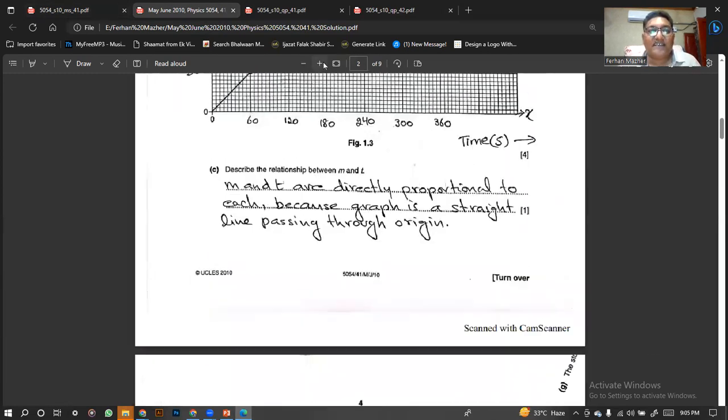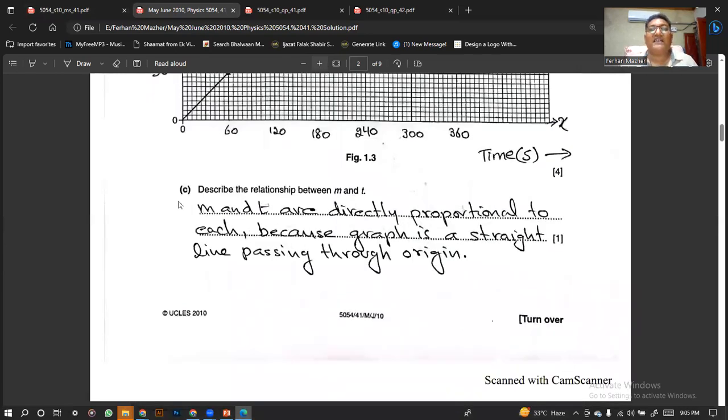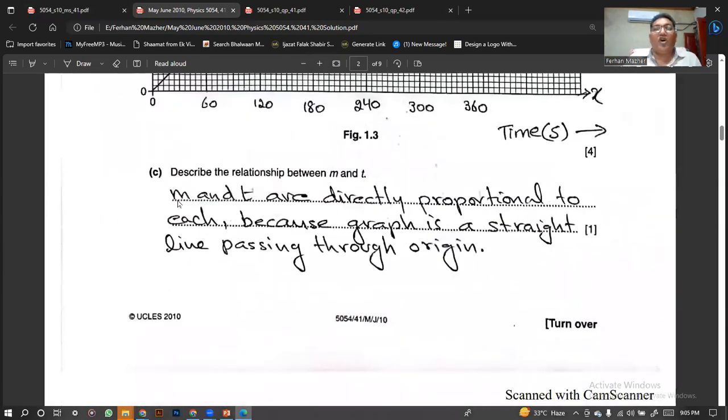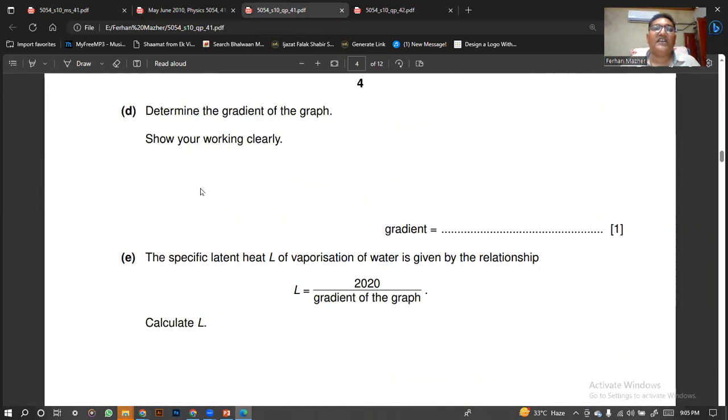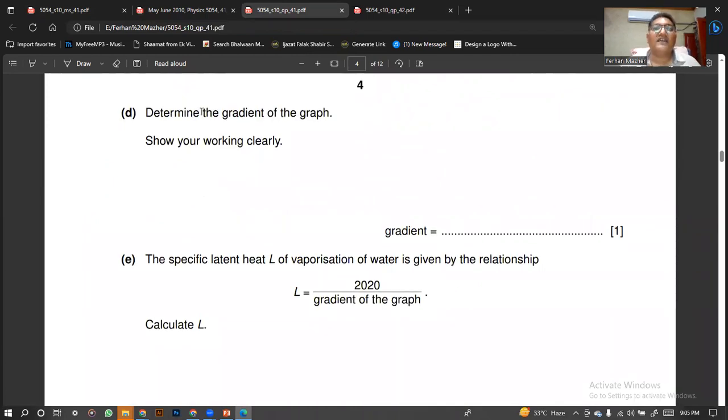So here is my answer. He says M and T are directly proportional to each other because the graph is a straight line passing through the origin. So then they say, okay, determine the gradient of the graph, show your working clearly.